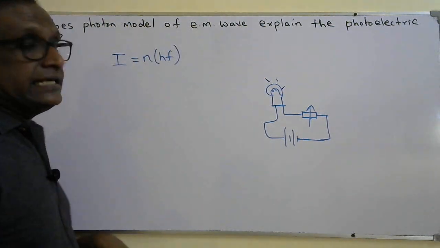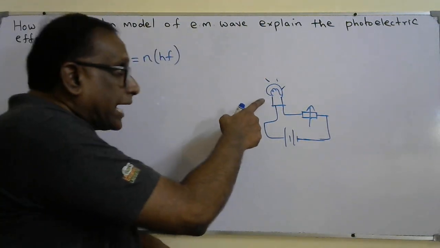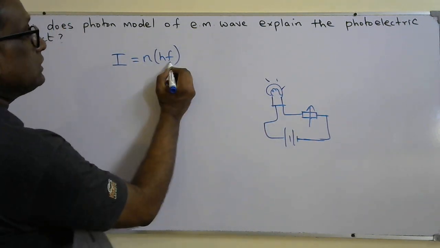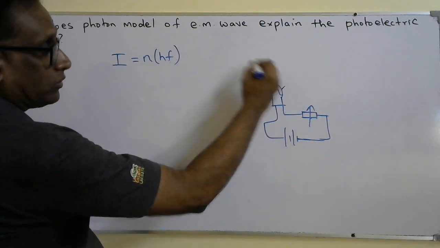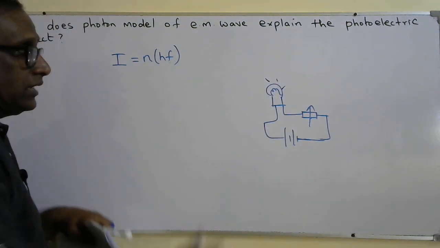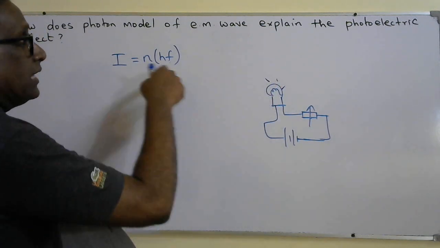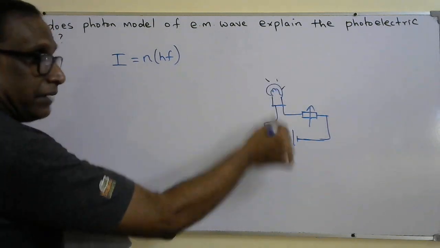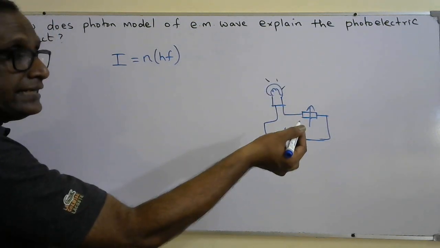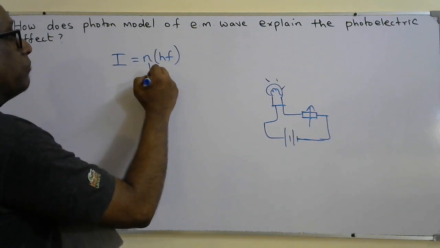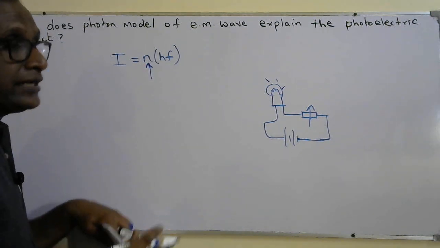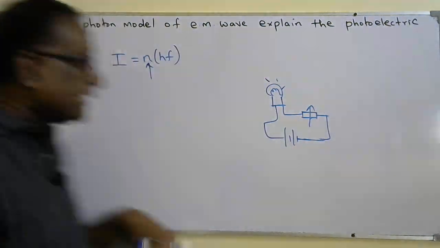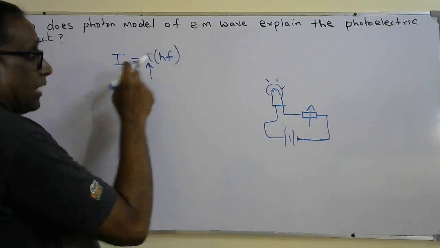So what happens in terms of the photon model when the brightness or intensity of the light is increased? Here there is no change in the frequency of each and every photon. There is no change in the energy of each photon because it is still the same green color light. Only the brightness is increasing, meaning the bulb will emit more photons per unit area per second. That means when you increase the brightness of the bulb, n will increase.